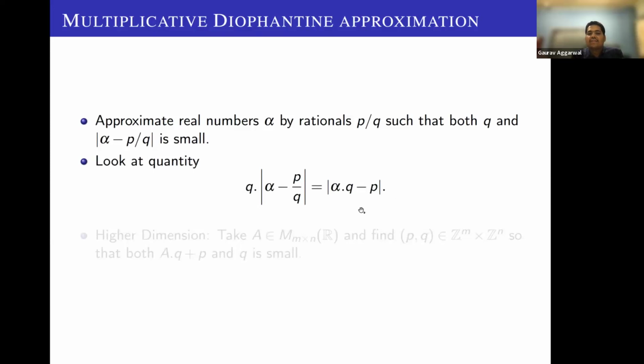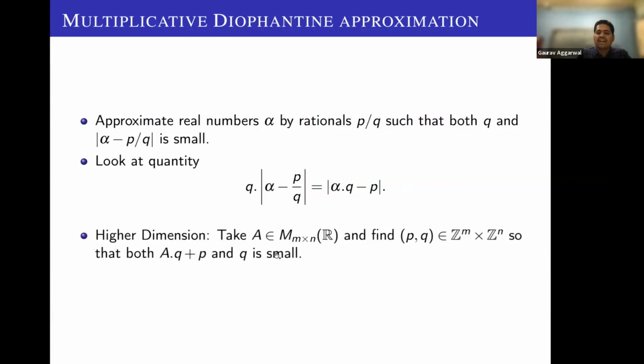I have a certain reason why I wrote it in this form, alpha dot q minus p. The reason is that while generalizing to high dimension, this form actually helps. So instead of thinking of alpha as a real number, think of alpha as a linear map from the real line to the real line. You are feeding it integers and trying to approximate by integers, alpha dot q minus p. In high dimension, it means you take a linear map A from R^m to R^n, feed it an integer vector q, and try to approximate it by an integer vector p, and ask: can I make sure that A dot q plus p and q, both of these terms, are small?